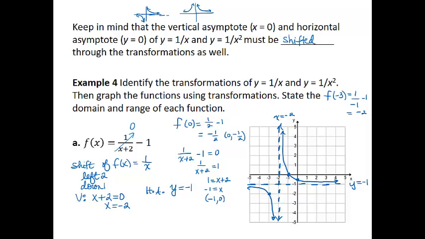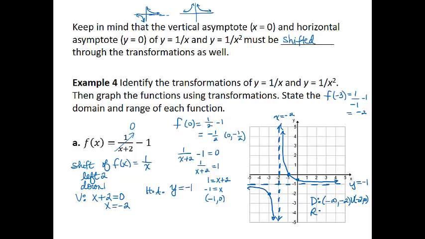Now, other things I could ask about this function are what are the domain and range, and what's the end behavior. So the domain of this function, remember, is everything except for our vertical asymptote where it's undefined. So negative infinity to negative 2 union negative 2 to infinity.